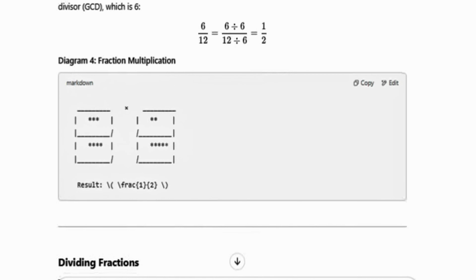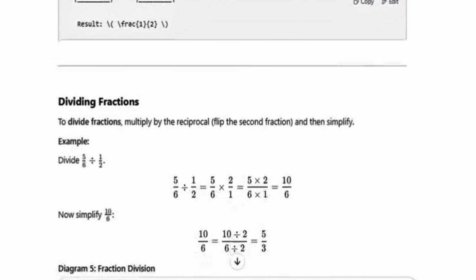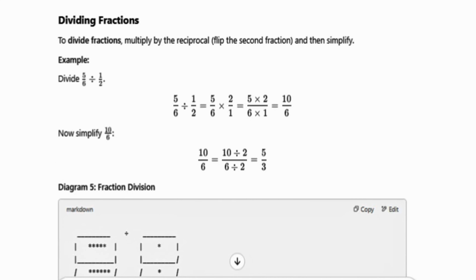Let's now talk about dividing fractions. To divide fractions, we multiply by the reciprocal. This means we flip the second fraction and multiply. Let's take the example 5/6 divided by 3/5. First, flip the second fraction to get 5/3 and multiply. 5/6 times 5/3 equals (5 times 5)/(6 times 3), which equals 25/18.